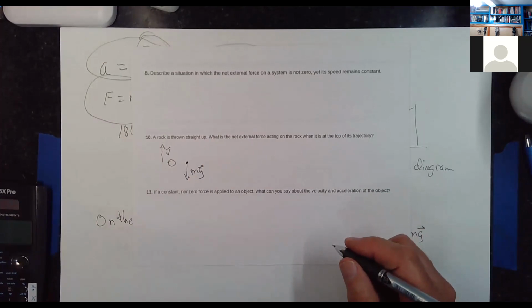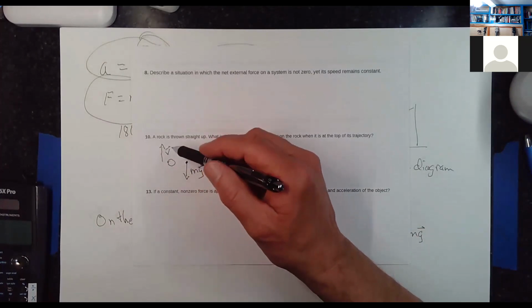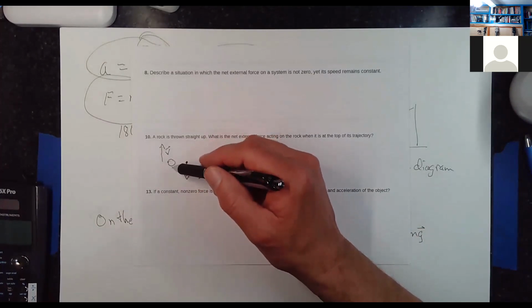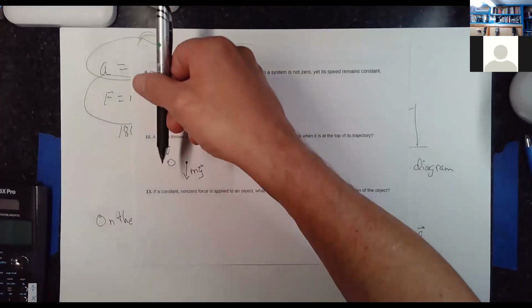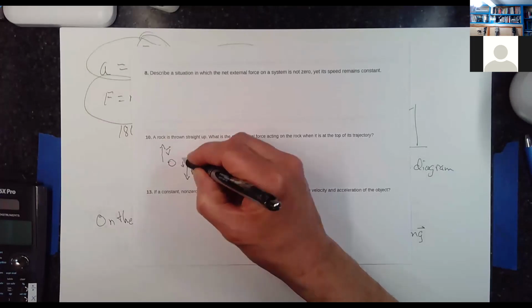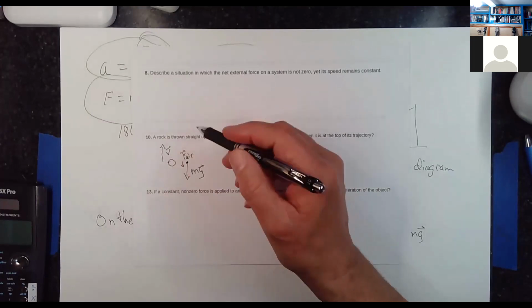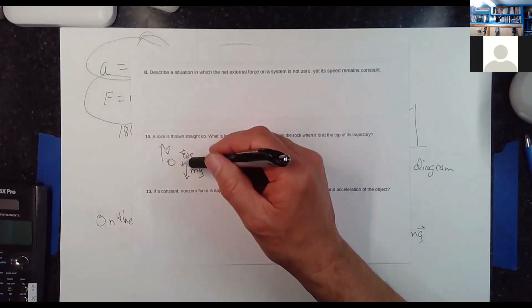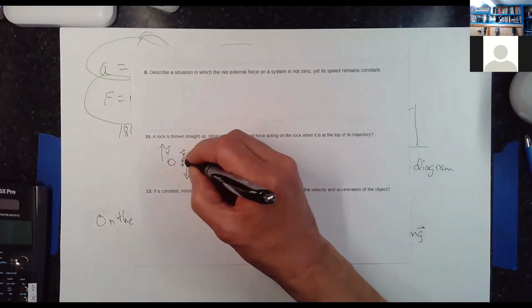Now, if it's on the way up, it may also have air resistance acting on it. And air resistance is always opposite the velocity. No matter which direction something is going, the air resistance will be opposite that. And so you might also have the force of the air. Now, we are going to ignore the air resistance almost all the time, but it would also point in the same direction as the weight does on the way up.